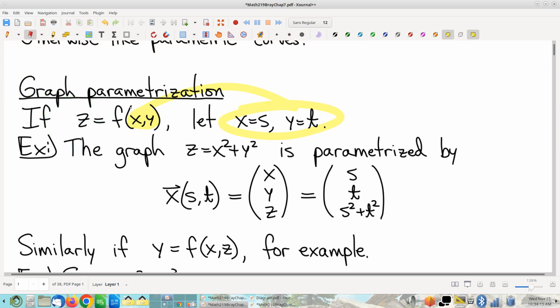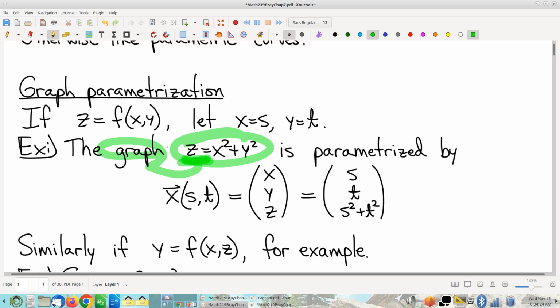So let's see how this flies in a particular example here. We're looking at this equation right here. Notice it is indeed written as a graph. So what are my input variables? My input variables are x and y. So I'm going to let x and y be s and t. And you can explicitly see me doing that right here. x and y are s and t, and I claim it's all over.